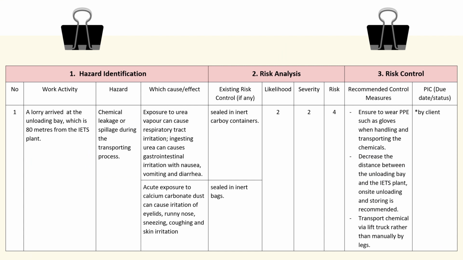Here is an example of a HIRARC form. Work activity number 1: a lorry arrives at the unloading bay, which is 80 meters from the IETS plant.